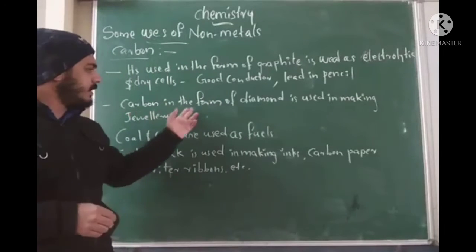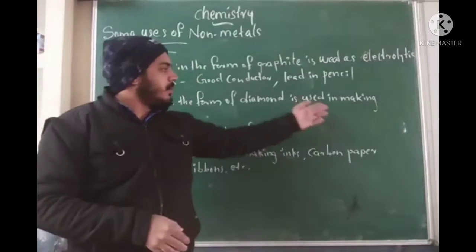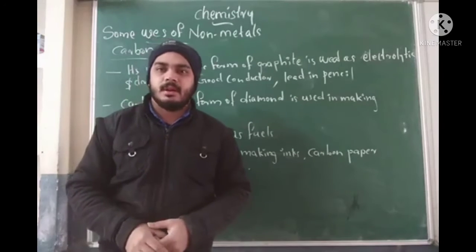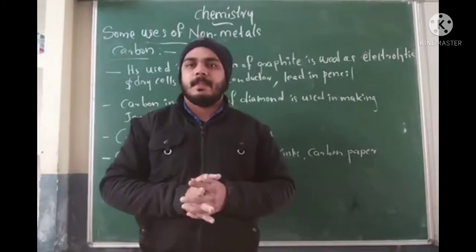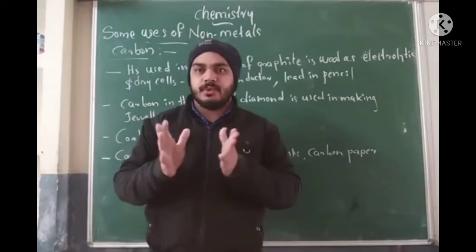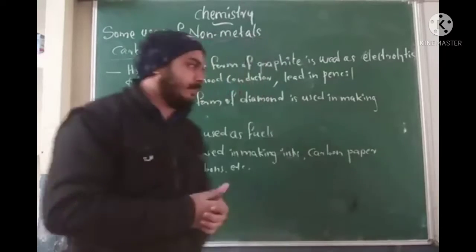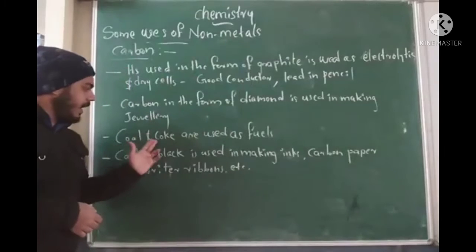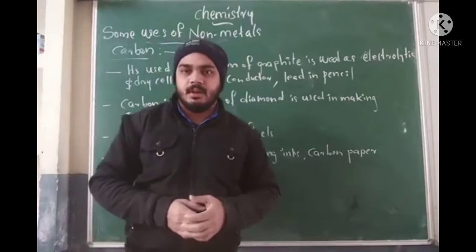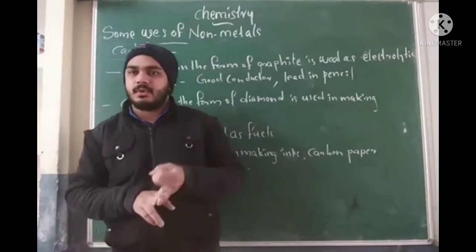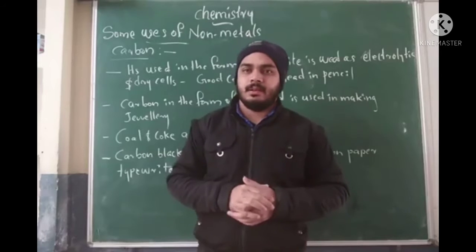And next one, carbon in the form of diamond is used in making jewelry. It is a very pure form of carbon. The next one, coal and coke. Coal is a form of carbon, and coke is also a form of carbon. These are used as fuels.